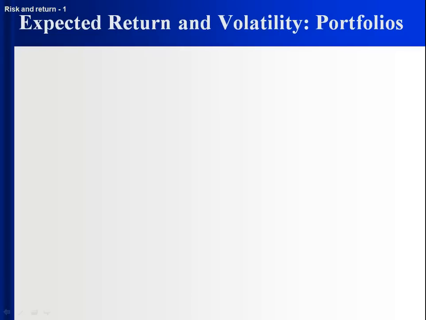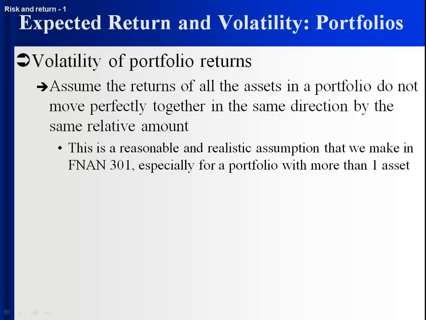So we're about to make a really important point about volatility of a portfolio. First thing, we're going to set up an assumption. We're going to make an assumption that all of the assets in the portfolio, that their returns don't move perfectly together in the same direction by the same relative amount. Again, that just means that they don't move exactly together or proportionally together. And that's reasonable, it's realistic.